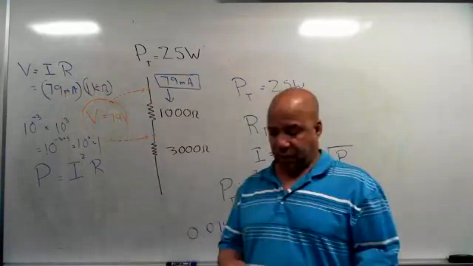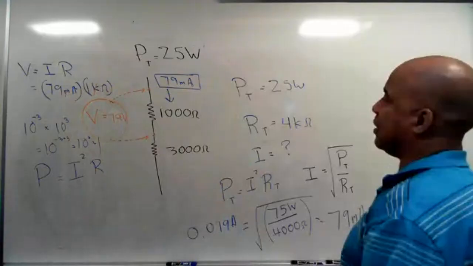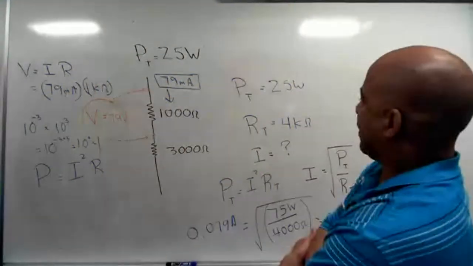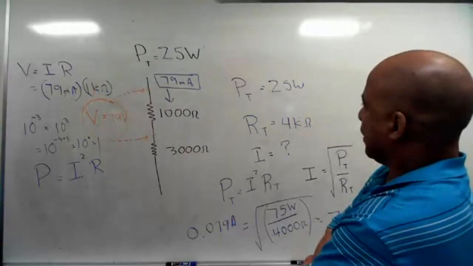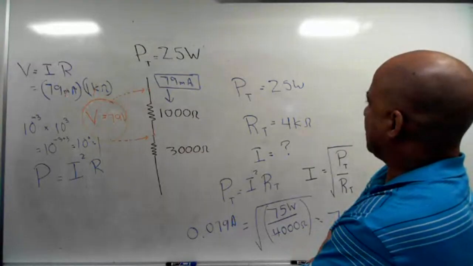So the voltage across that resistor is 79 volts, and at least 2 people got that answer correct, and I'm assuming that probably some other people got it correct also. So you guys did a good job. Anybody have a question or comment on this circuit?